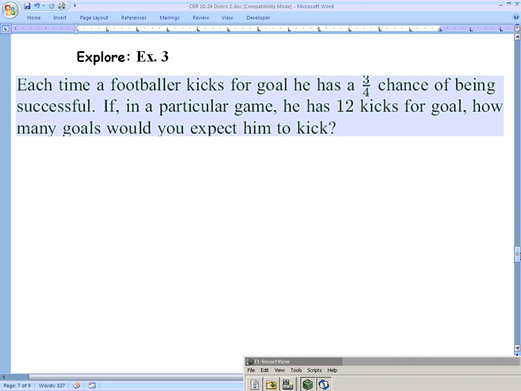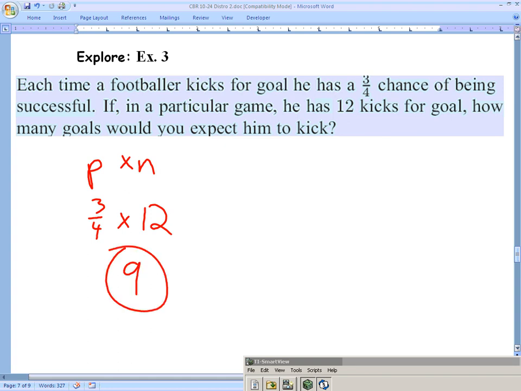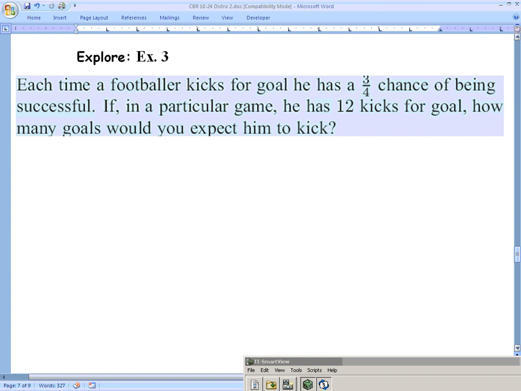All right, now basically the same problem again. This time they've given us the probability, so it's even a little bit easier. We have probability times n, or n times probability. Doesn't matter the order, it's commutative. So we say we have a 3/4 chance of being successful for a football kicker, soccer player. If in a particular game he has 12 kicks for a goal, how many goals would you expect him to kick? Well, he makes it 3 out of 4 times. We're doing 12 times, so we multiply and we are left with 9. Our expectation is 9 goals.